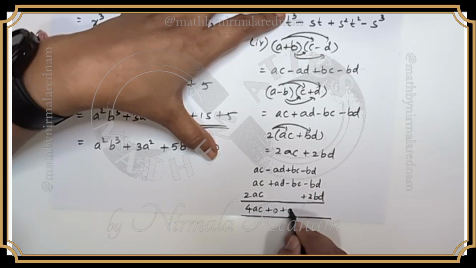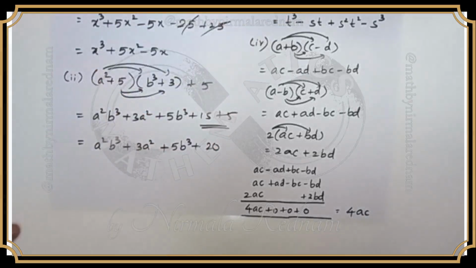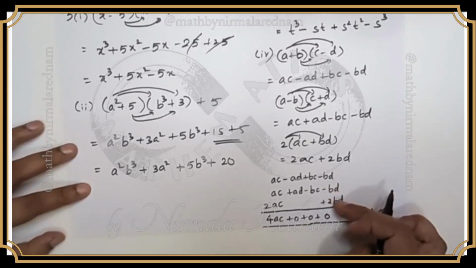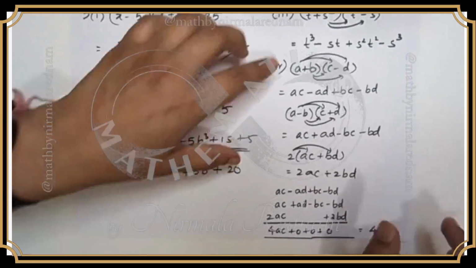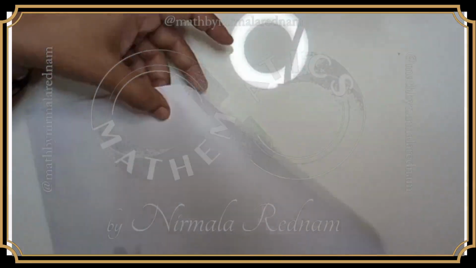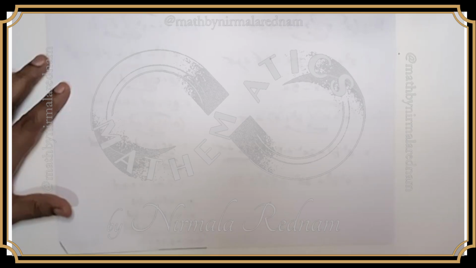Again these two will get cancelled, and here also minus 2 plus 2 will become 0. So I have the final answer as 4AC. Now this can be arrived at without actually writing these one below the other, simply by identifying the like terms and then simplifying them. You'll get the same answer, right? So that is the fourth question.